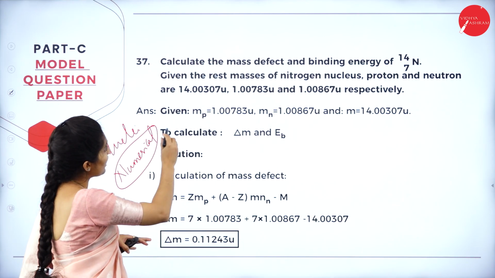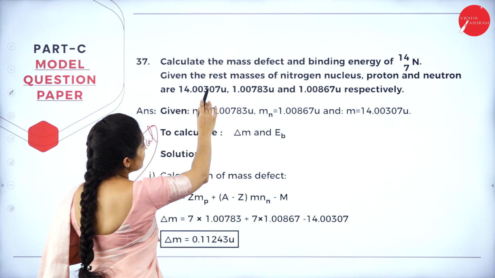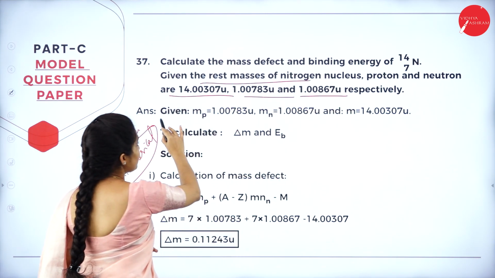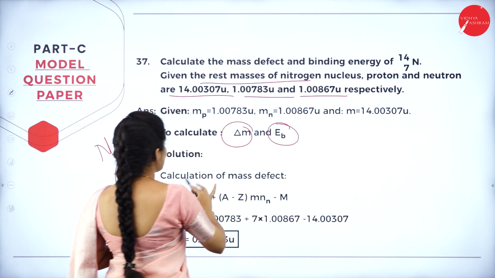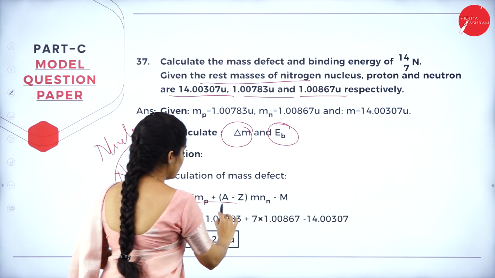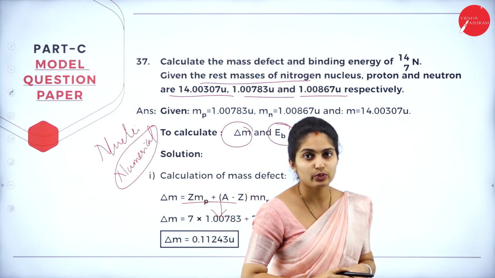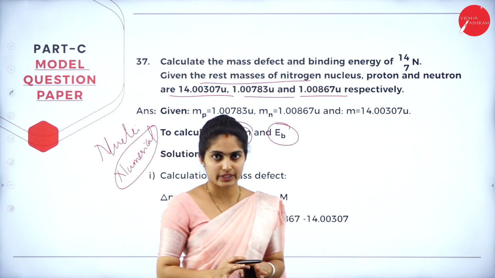So now here you have to calculate the mass defect and binding energy of nitrogen, given the rest mass. These are the things which are given. So first you will have to write the given things. What is to be calculated? Mass defect and binding energy. So you have the mass defect and binding energy equations. You follow that and get the values by solving. Please don't use the scientific calculator, because you will have to use the ordinary calculator and calculate.